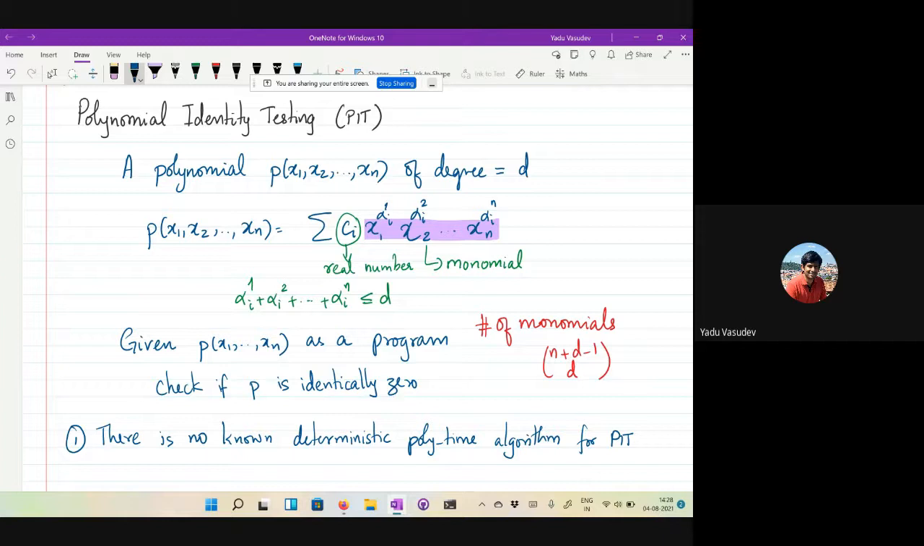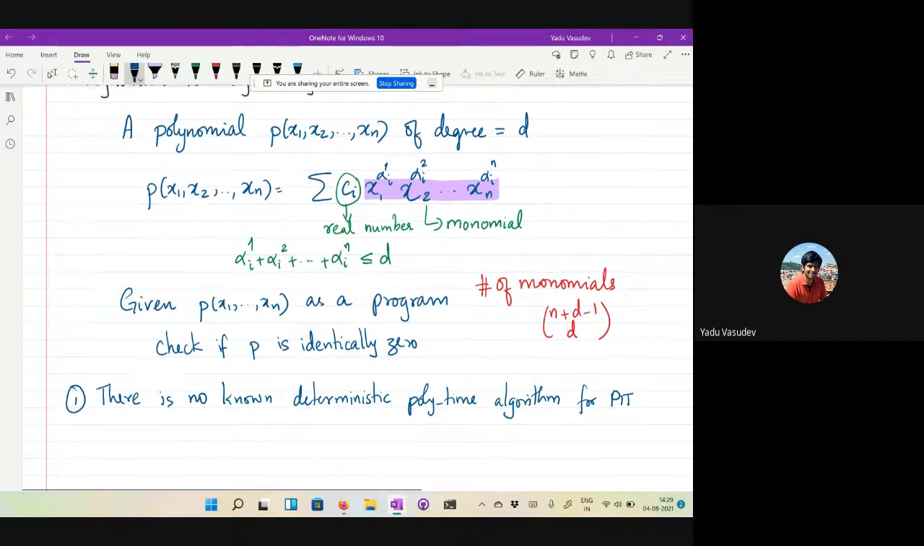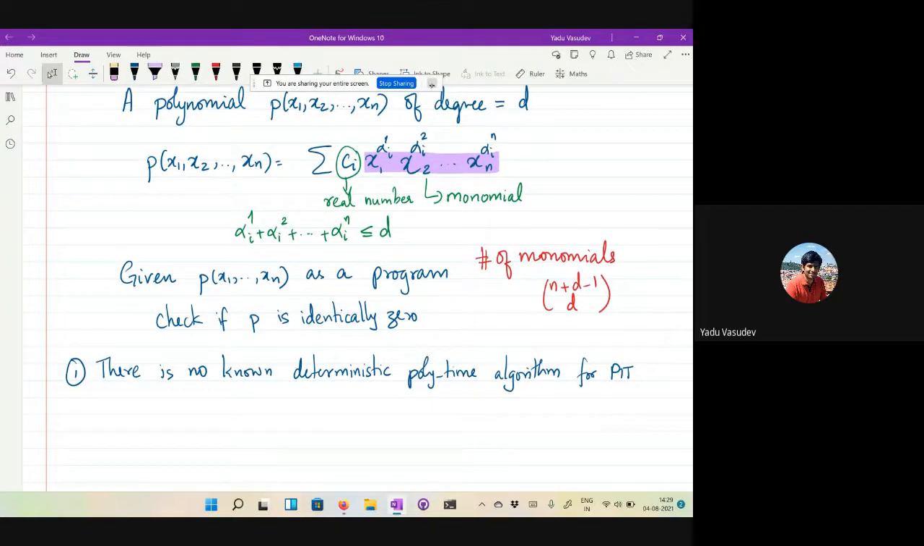So you want an algorithm whose running time is polynomial in the size of the program that computes P, right? The program that computes P can be very small, exponentially small compared to the actual explicit representation of the polynomial P, right? That is what makes this problem very hard to solve. And currently, we don't know any deterministic polytime algorithm for this problem, right? And what we're going to see is a very simple randomized algorithm for this problem, right?